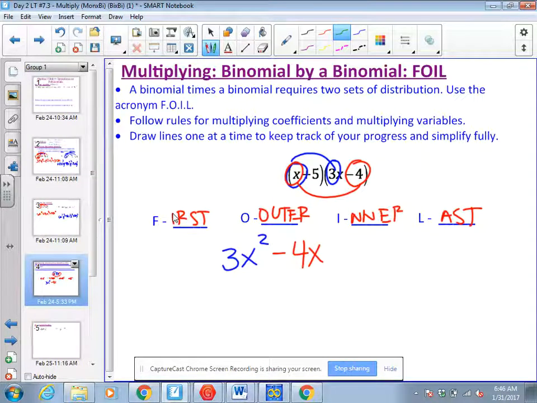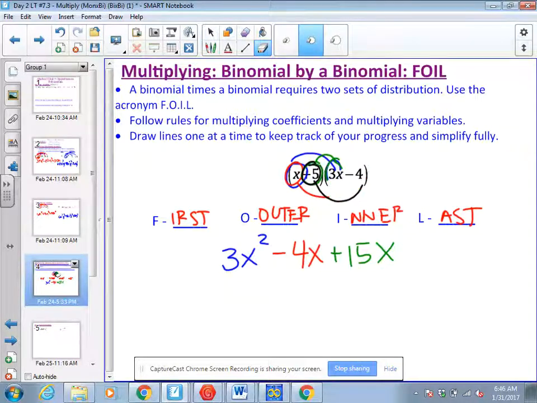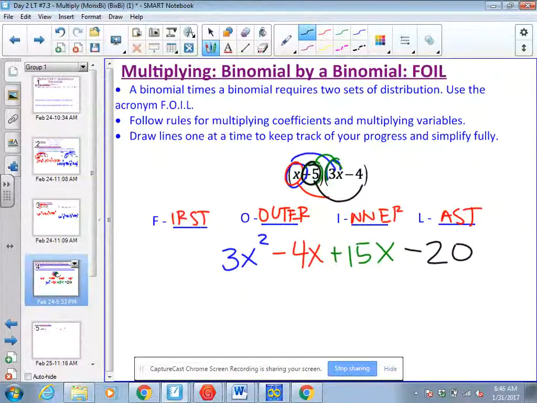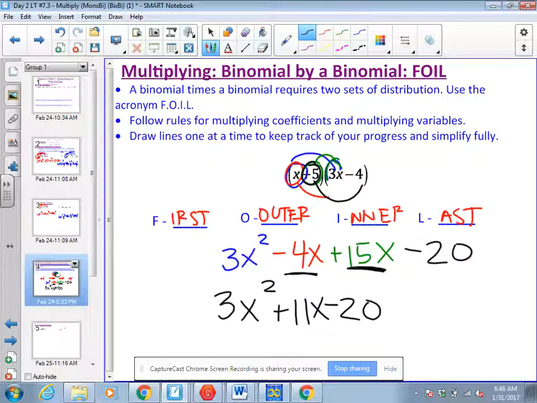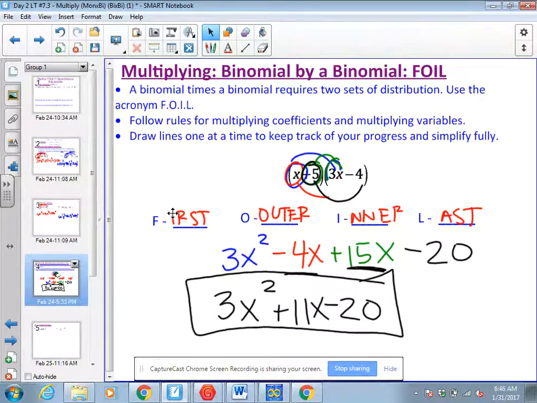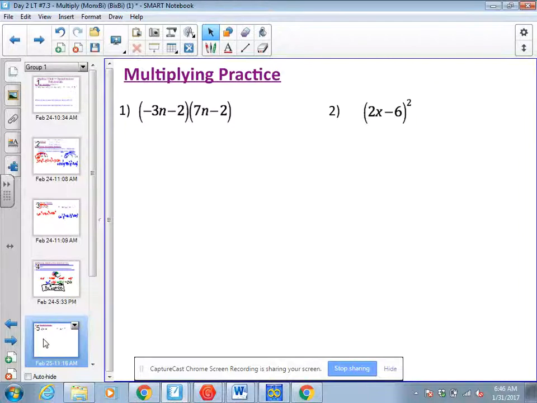I'm going to go to my inner, so now I'm going to move to that second term of my first binomial. Positive 5 times 3x, that is 15x. And then finally, you're going to take the last term in each binomial. Negative 4 times 5 is minus 20. And then you'll notice that I've got some like terms that I can combine here. So this is going to become 3x squared plus 11x minus 20. Really, it's just the distributive property twice. If you're feeling good about this, you can already stop it and check it out yourself.